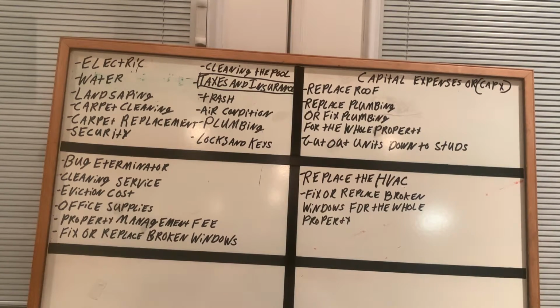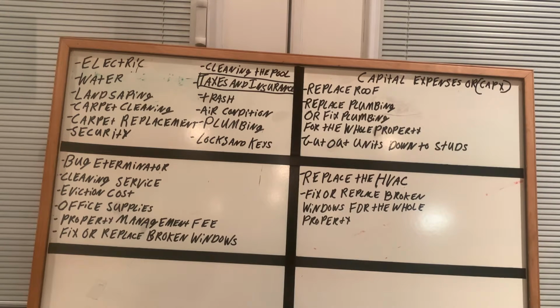You have office supplies, property management fees, fixing or replacing broken windows, cleaning the swimming pool (some properties might have a swimming pool), and taxes and insurance. Notice I got taxes and insurance circled because a lot of people sleep on taxes and insurance. They don't count that as general maintenance, but you have to count taxes and insurance as general maintenance.